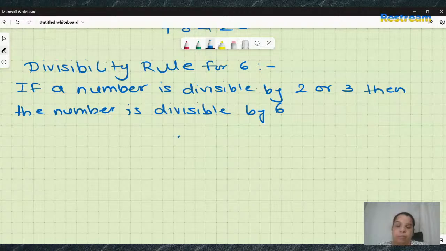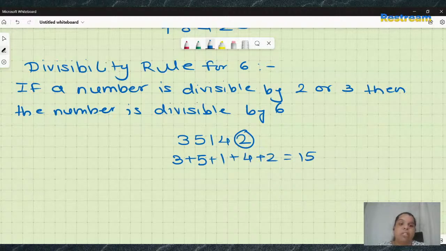Okay, so let's test. We have this number 35142. So is it divisible by 2? Yes, because it ends with a 2. And let's see if it is divisible by 3. So 3 plus 5 is 8, plus 1 is 9, plus 4 is 13, plus 2 is 15. Now 15 is divisible by 3 and the number ends in an even number. So this number is definitely divisible by 6. But still we'll put it to our test.